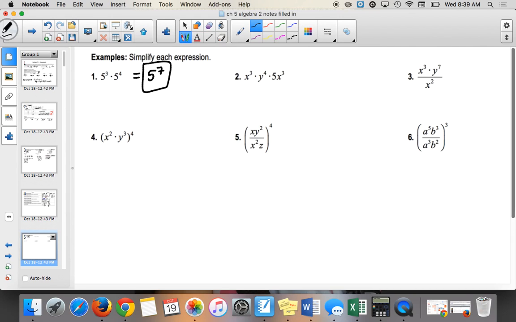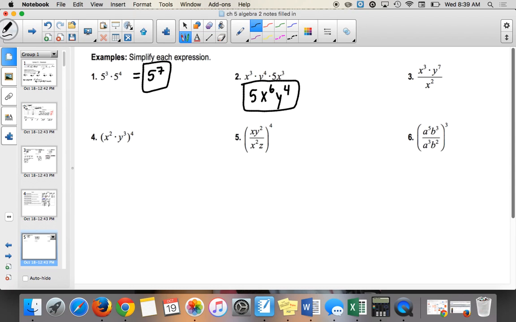The next one, we could rearrange all of the terms. I have a 5 out front. I'd have x cubed and another x cubed, so I have x to the 6th and then y to the 4th. Okay, so these are the types of things that you definitely did in Algebra 1. Algebra 2 is always a little bit of a step up. We review what we did, and then we do a little bit harder.